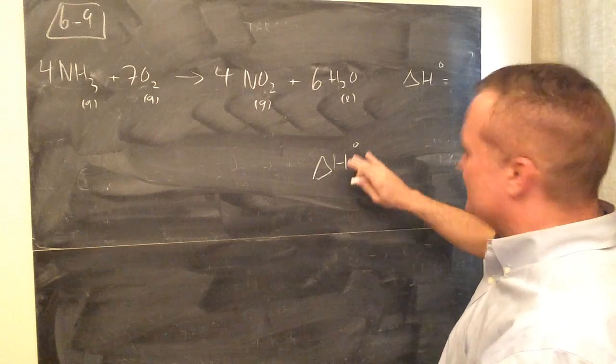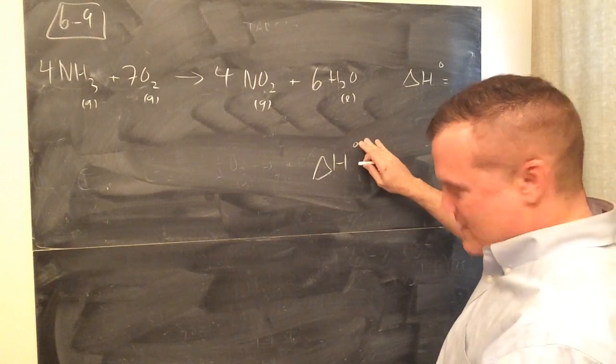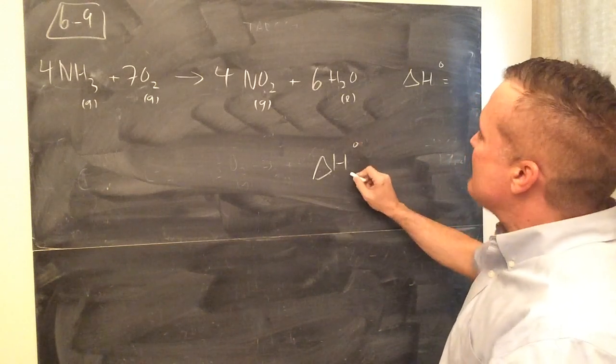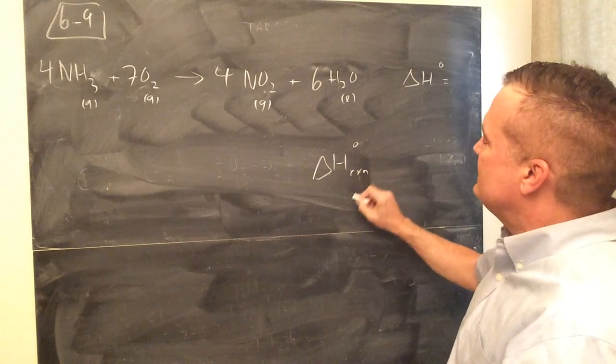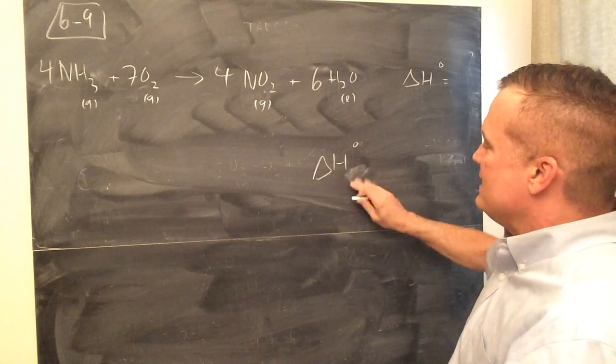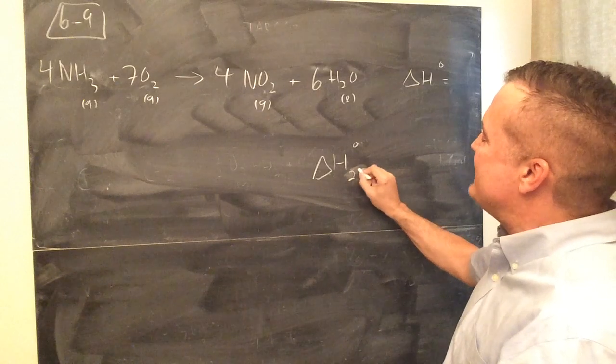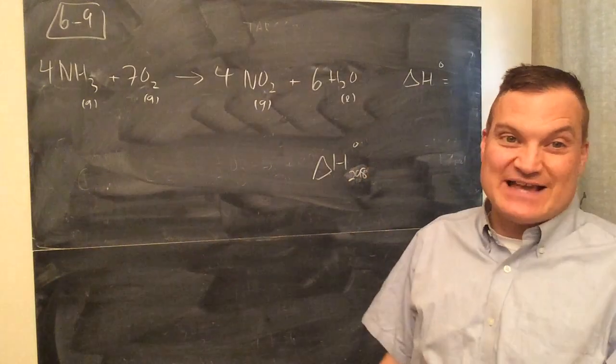There was something I was remembering to tell you, but I forgot now. Oh well. Sometimes you might see this. You might see RXN, or you might not see that. Or you might also see 298 sometimes written down there in really older textbooks.